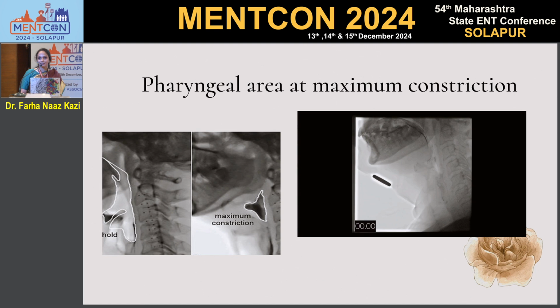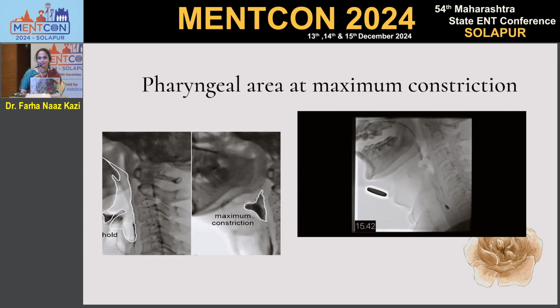What else do we measure? We measure the pharyngeal area, the pharyngeal area at maximum constriction. In an ideal scenario, the pharyngeal area has to be 0. Your squeeze should be so strong that there is no air pocket, there is no bolus left in the pharyngeal cavity. But in case there is something left, we can always check the amount of pharyngeal area at the level of maximum constriction.